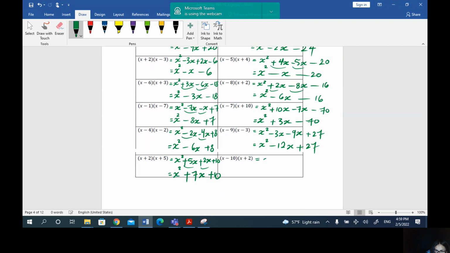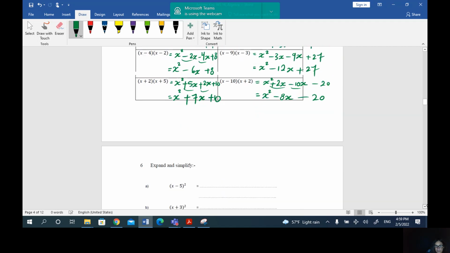X times x is x squared. X times 2 is plus 2x. Minus 10 times x is minus 10x. Minus 10 times positive 2 is minus 20. Collect like terms. X squared will come down on its own as there is no like term to it. Plus 2x, so minus 10x is minus 8x. And minus 20 will come down on its own.